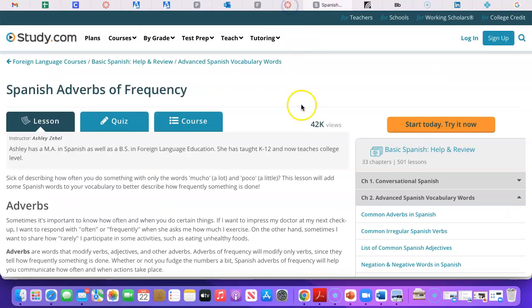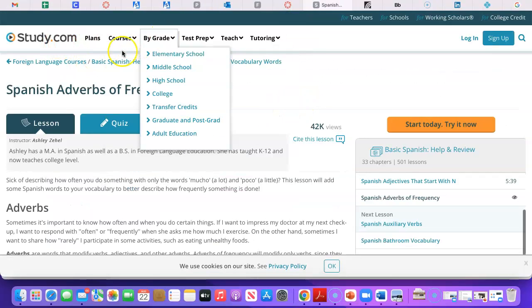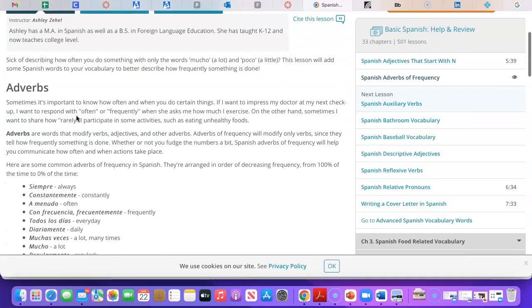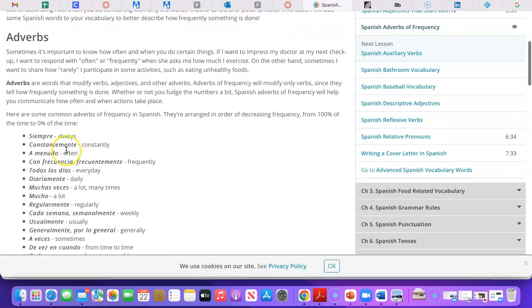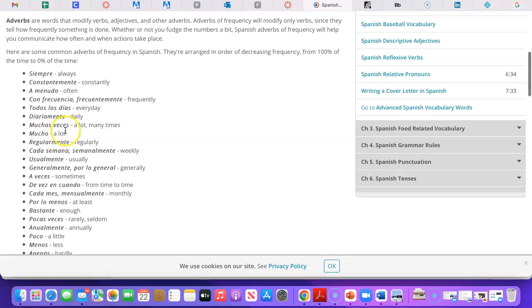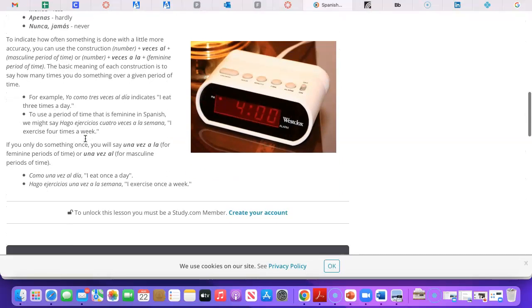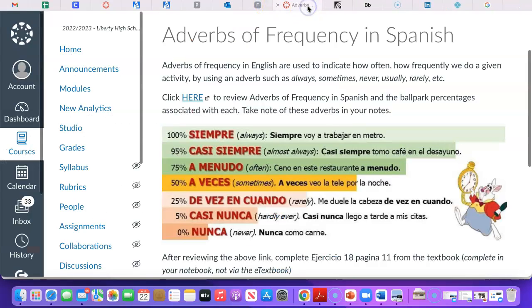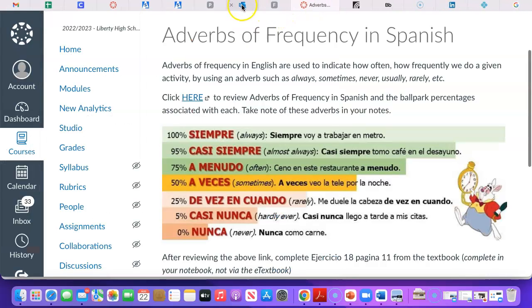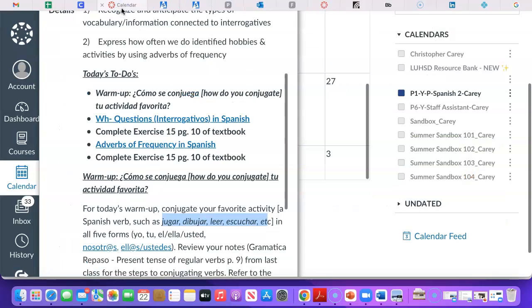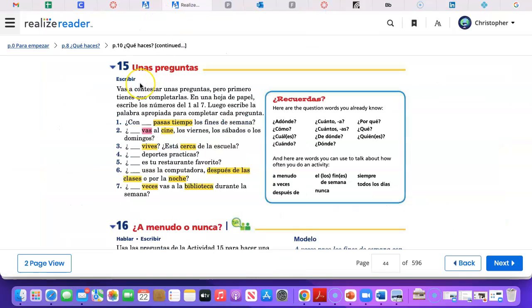And again, a reference to Spanish Dictionary, or in this case, study.com, and it gives you a layout of the different adverbs of frequency and a lot more of a robust list of adverbs. So refer to that, and then hop on over back to exercise 15, and answer the questions to the best of your ability, y'all.